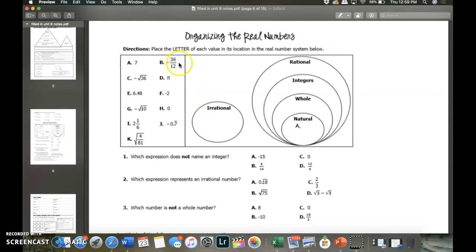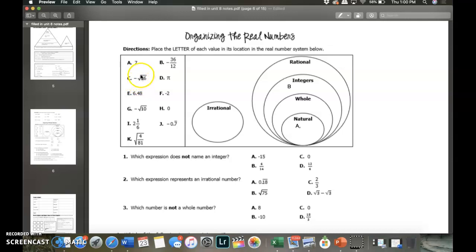B, negative 36 over 12. Well, can I simplify that? 36 divided by negative 12. Positive divided by negative is a negative. And that's going to leave me at negative 3. So really, I'm classifying B as negative 3. Would I naturally count negative 3? No. Is it a whole number? No. You can't have negative things. Is it an integer? Yes. So negative 3, which is B, is going to be an integer.